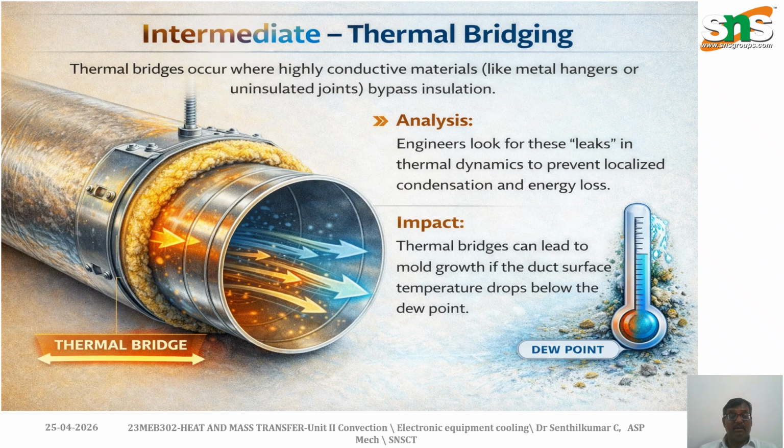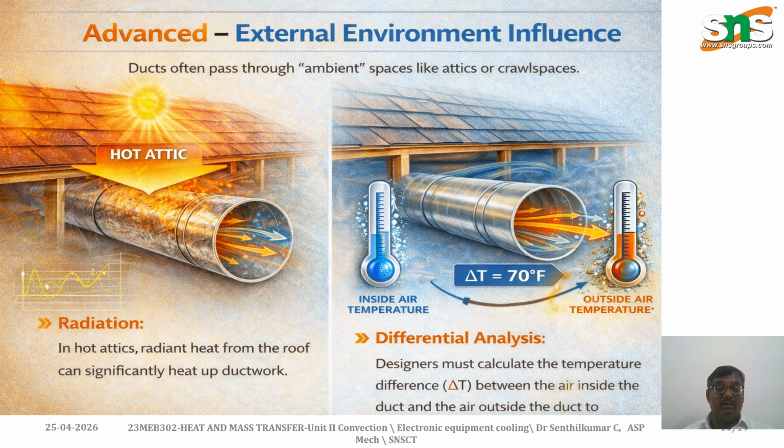Coming to intermediate thermal bridging. A thermal bridge occurs where a highly conductive material, like metal hangers or uninsulated joints, bypasses the insulation. So engineers look for these leaks in thermal design to prevent localized condensation and energy loss. As for the impact, thermal bridges can lead to mold growth if the duct surface temperature drops below the dew point.